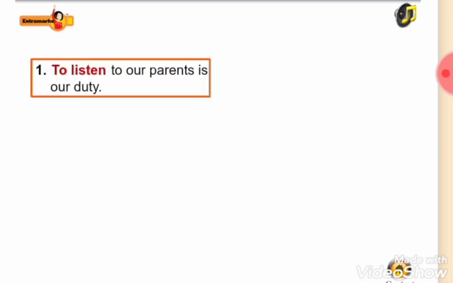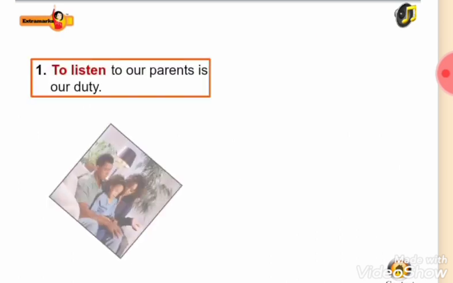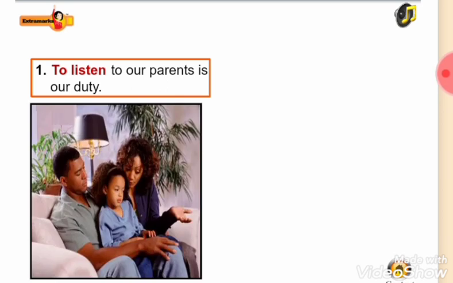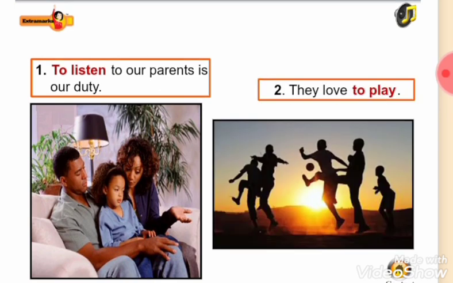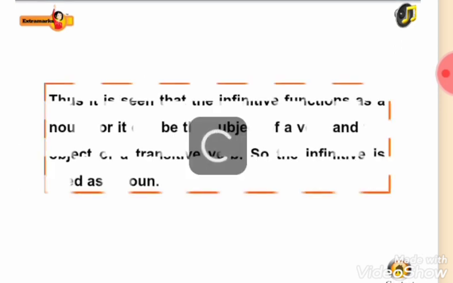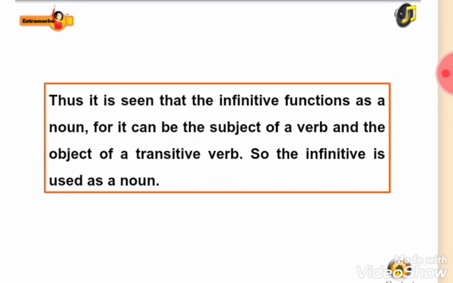Take a look at the following sentences. In sentence 1, the infinitive to listen, like a noun, is the subject of the verb is. In sentence 2, the infinitive to play, like a noun, is the object of the verb love. Thus, it is seen that the infinitive functions as a noun, for it can be the subject of a verb and the object of a transitive verb. So, the infinitive is used as a noun.